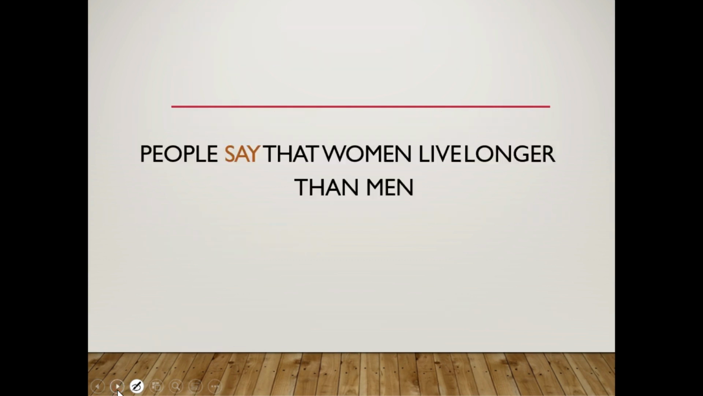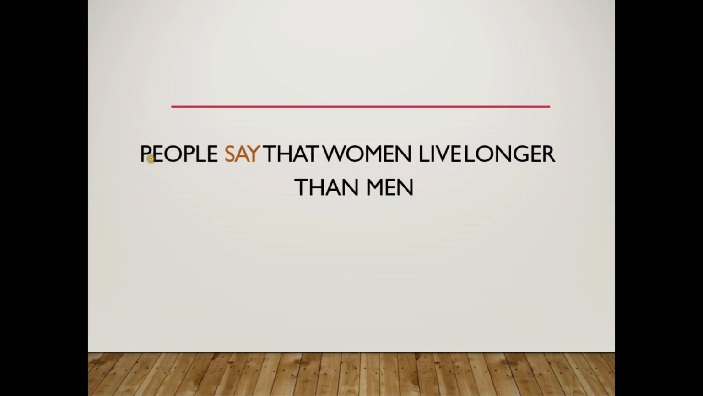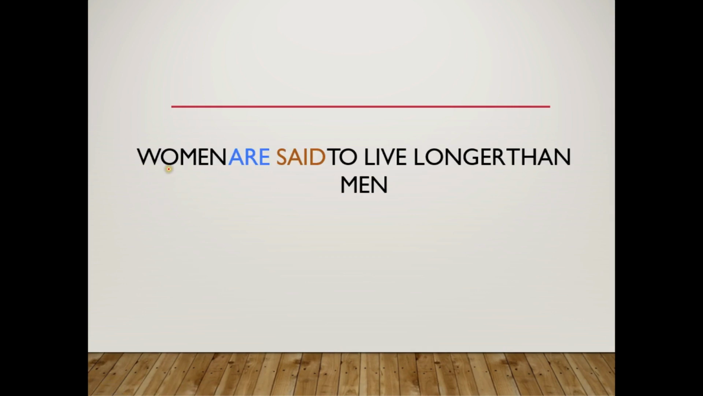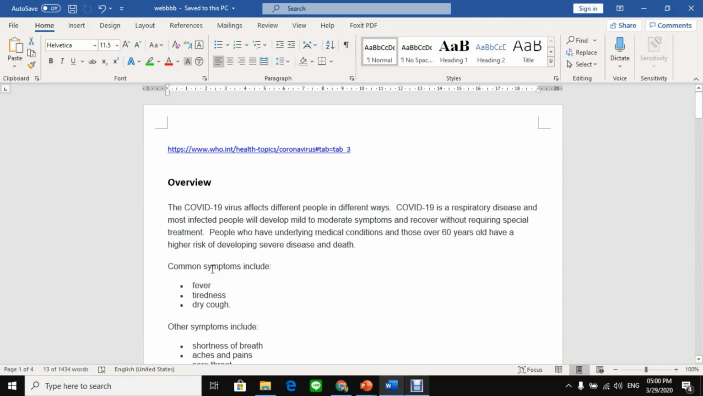Okay. People say that women live longer than men. It is said that women live longer than men. This is the passive. People say that women live longer than men. But in the passive, it is said that women live longer than men. Women are said to live longer than men. Women are supposed to live longer than men. Let's see the example in here, guys.